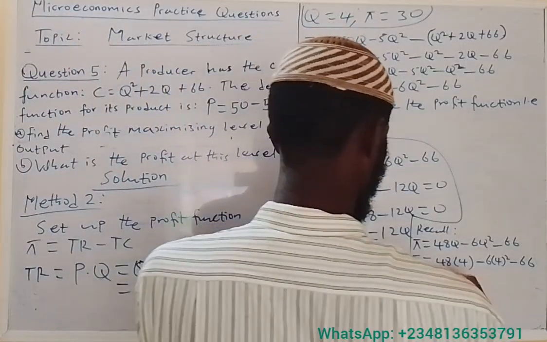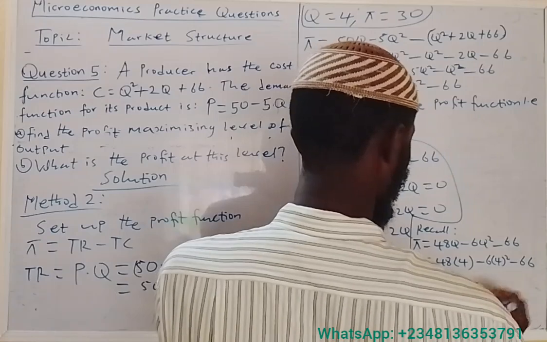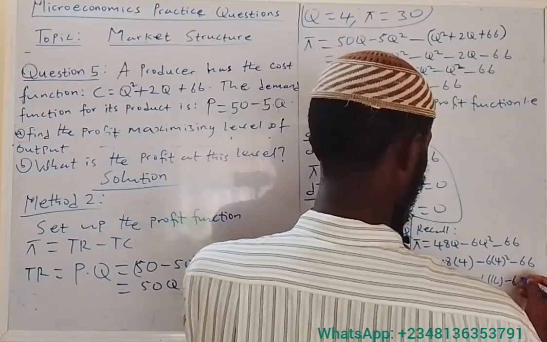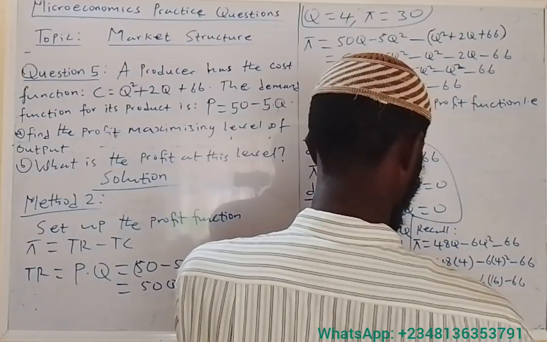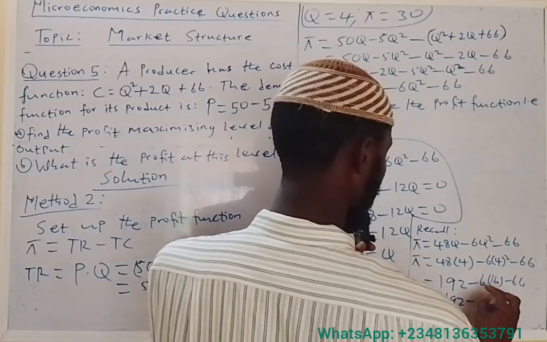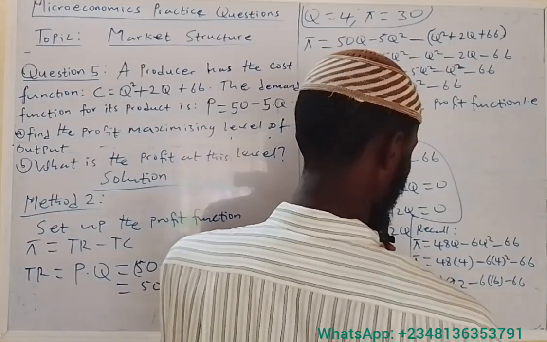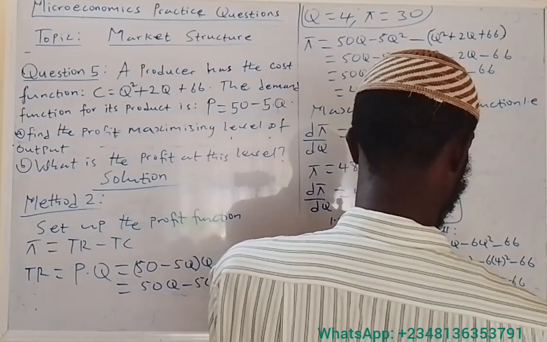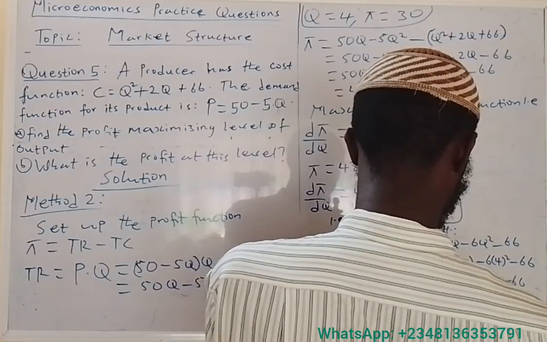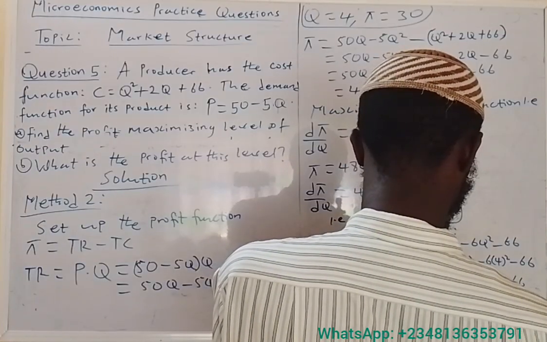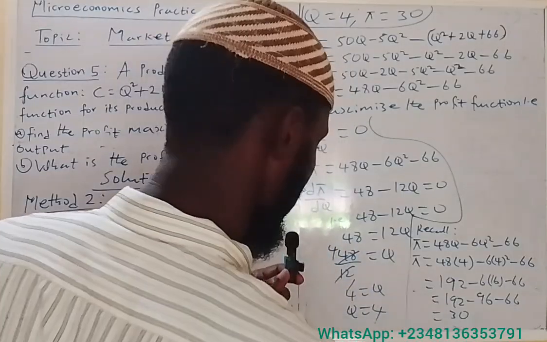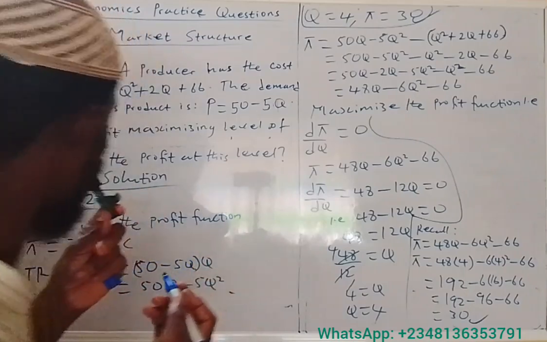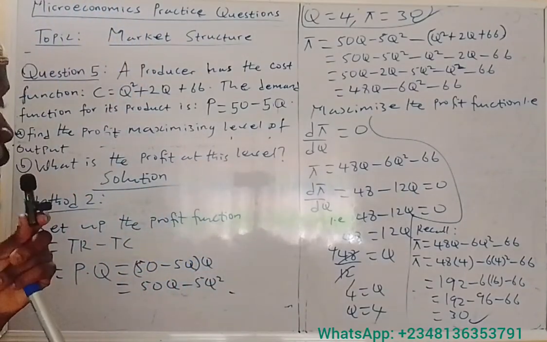48 multiplied by 4 gives us 192. Then minus 6 times 4 squared, which is 16, minus 66. So we have 192 minus 6 times 16, which is 96, then minus 66. So the answer is equal to 30. You can see we got the same answer as before. So this is the second approach you can use to solve this same problem.